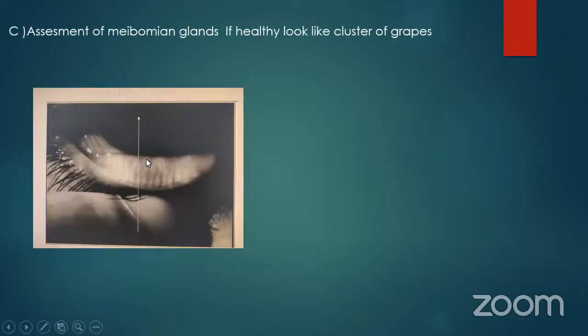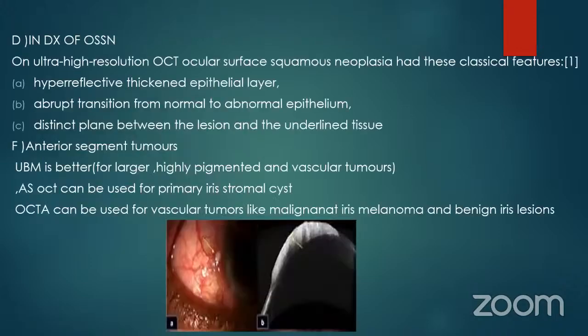We can see meibomian glands like a cluster of grapes in ASOCT, and hence we can subsequently assess the dropouts and the distortion of the glands, which is seen in meibomian gland diseases. In cases of ocular surface squamous neoplasia, we have to use ultra high resolution OCT. So squamous neoplasia has these classical characteristic features. We can see a hyper-reflective layer, increased epithelial thickness. There is almost abrupt transition from normal to abnormal epithelium, and we can always see a distinct plane between the lesion and the underlying tissue.